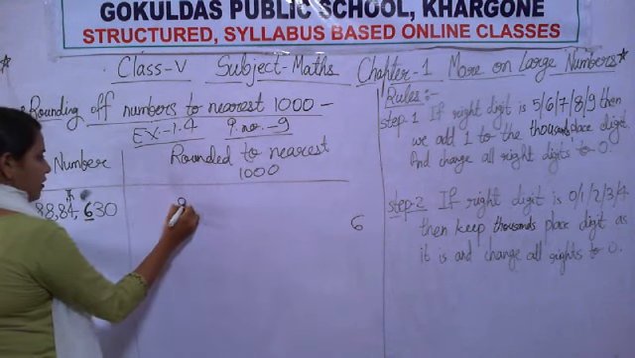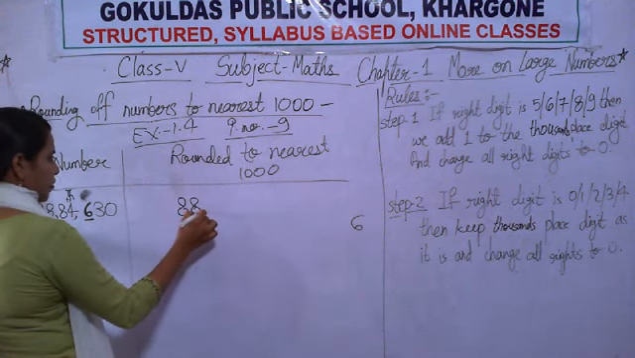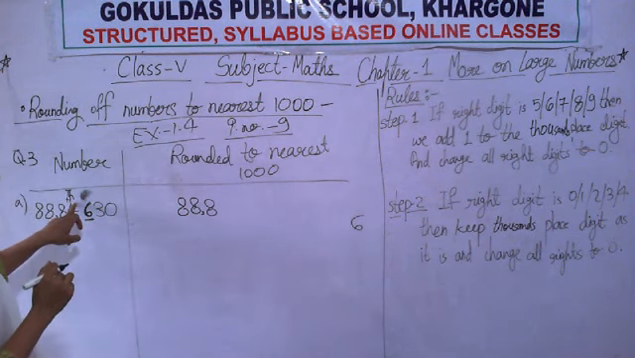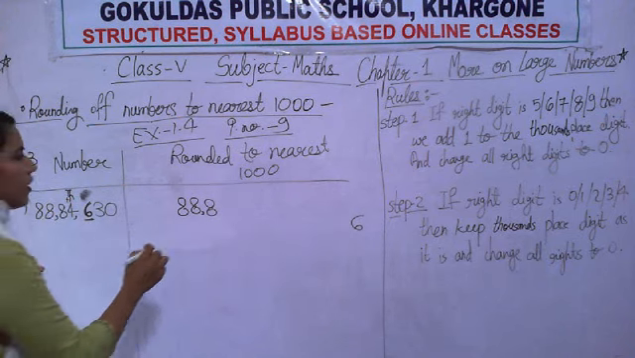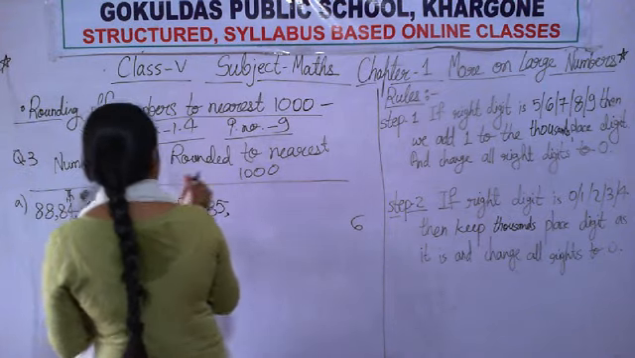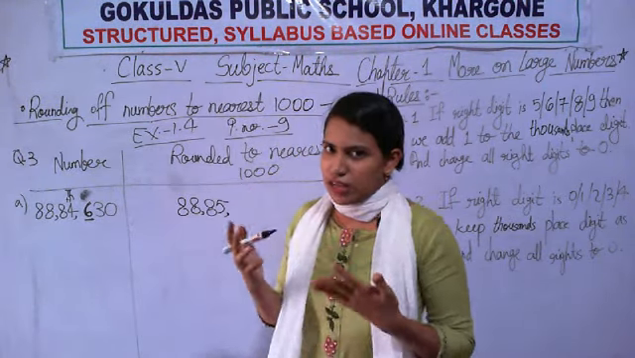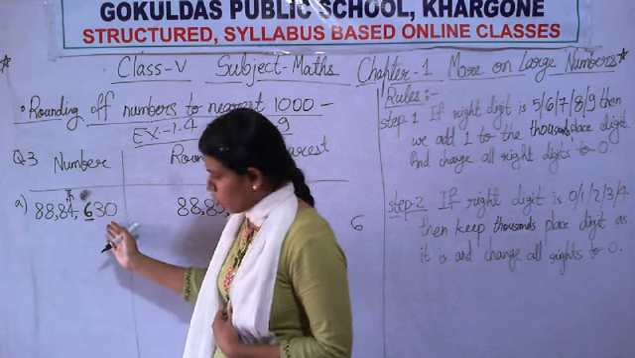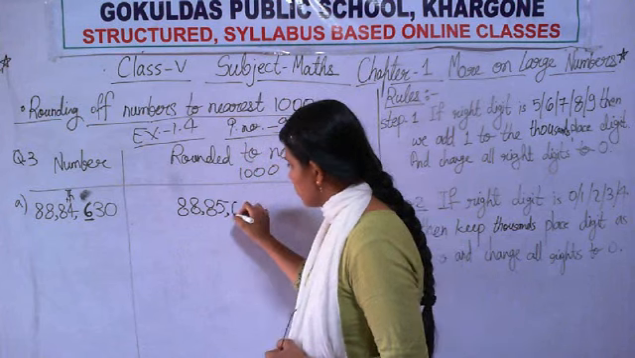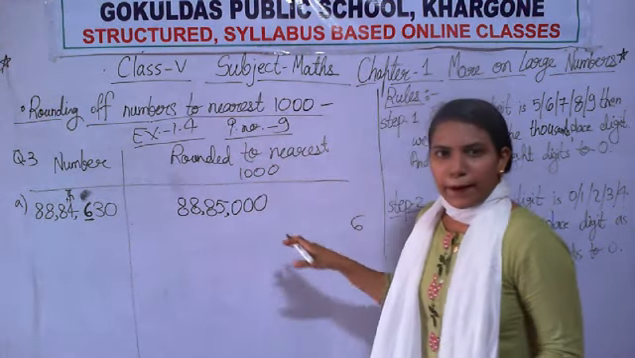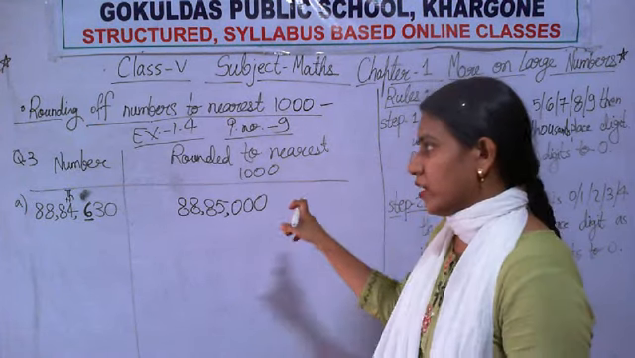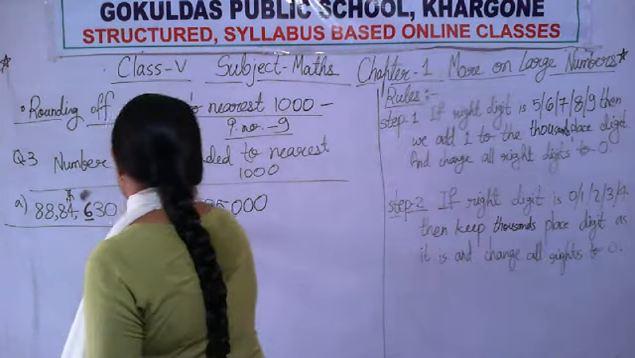So what will you get? 8 as it is, because no need to change here. Now you are adding 1 to the thousands place, so 4 plus 1 is 5. And the remaining right digits become 0, since in 1000 the ones, tens and hundreds places are 0. So you also have to make the ones, tens and hundreds places of the given number 0. This is how we round off the given number to the nearest 1000.